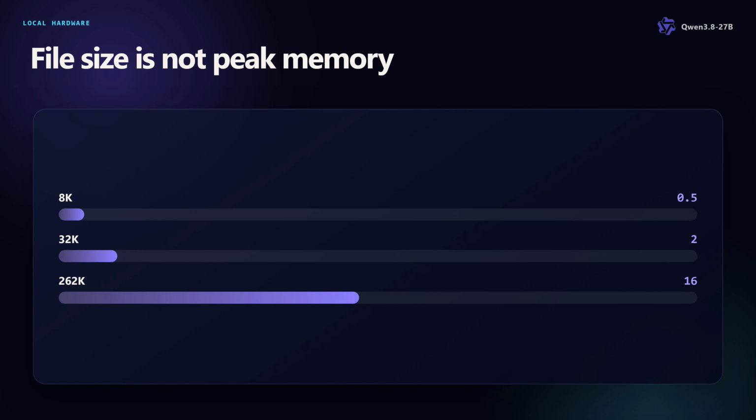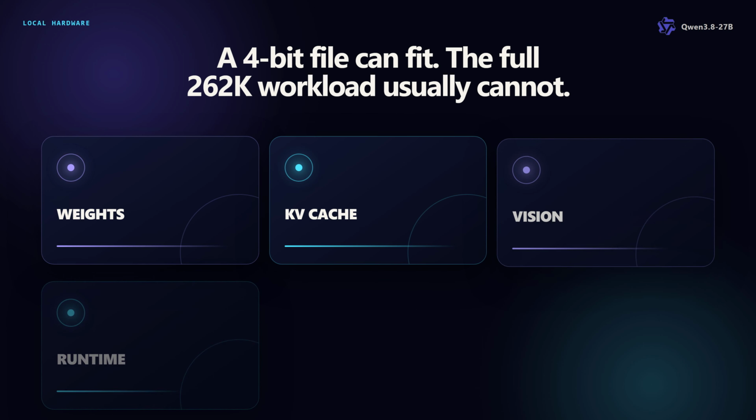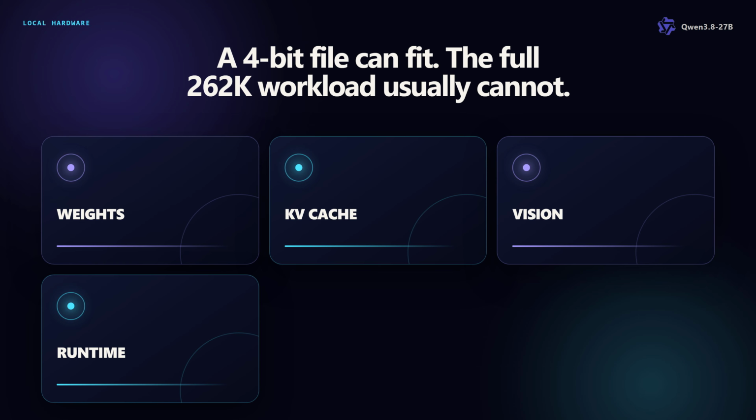Weight file size is not peak memory. From the published attention configuration, BF16 KV cache is roughly half a gigabyte at 8K context, 2 gigabytes at 32K, and 16 gigabytes at the full native window, before vision, runtime, and compute overhead. A 4-bit file can fit on a 24 gigabyte card. The complete 262K workload usually cannot fit beside it without further compromises.